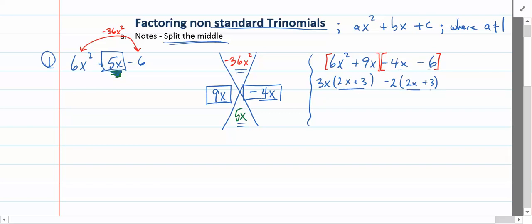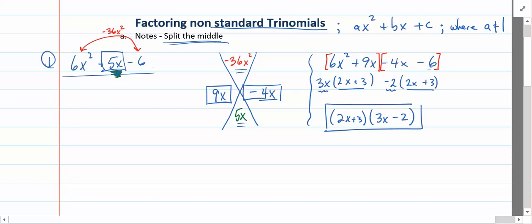Since these two terms inside the parentheses match, we know that that's going to be part of our final answer, 2x plus 3. And the final piece comes from the coefficients in front of each of those terms, 3x and minus 2. And here we have a factor pair of binomials whose product equals the original. We can double check that by foiling. 2x times 3x is 6x squared.